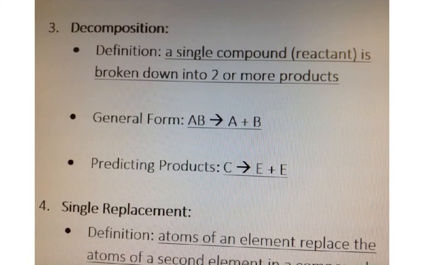The third type is the exact opposite of a synthesis reaction, and that would be a decomposition reaction. So when I think of a decomposition reaction, I think of something decomposing on the side of the road. And what happens when something is decomposing on the side of the road? Well, it's breaking apart. And that's exactly what a decomposition reaction does. It's where a single reactant, okay, which will be a compound, and it's broken up into 2 or more products. So it could be 2, 3, 4, 5, 6 products, whatever.